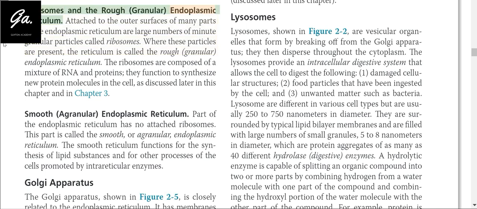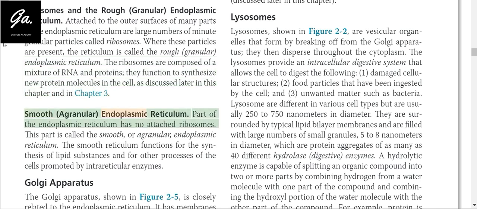Ribosomes and the rough endoplasmic reticulum. Attached to the outer surfaces of many parts of the endoplasmic reticulum are large numbers of minute granular particles called ribosomes. Where these particles are present, the reticulum is called the rough endoplasmic reticulum. The ribosomes are composed of a mixture of RNA and proteins. They function to synthesize new protein molecules in the cell, as discussed later in this chapter and in Chapter 3.